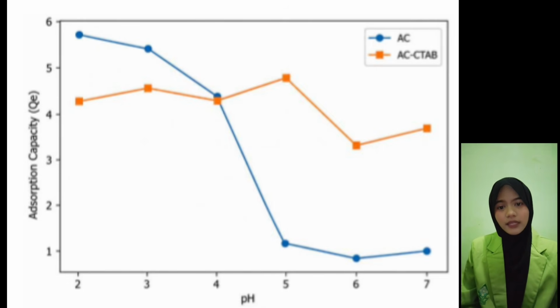In contrast, the CTAB modified activated carbon achieved its maximum adsorption capacity at pH 5 and maintained relatively stable adsorption performance from pH 2 to 7. This result indicates that CTAB modification successfully broadened the effective pH range for acid orange 7 adsorption.